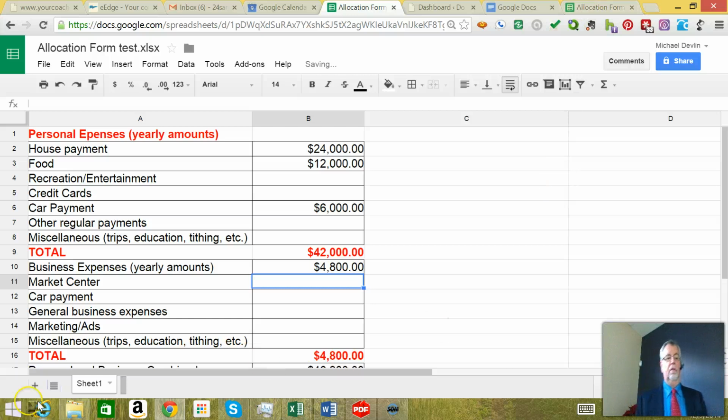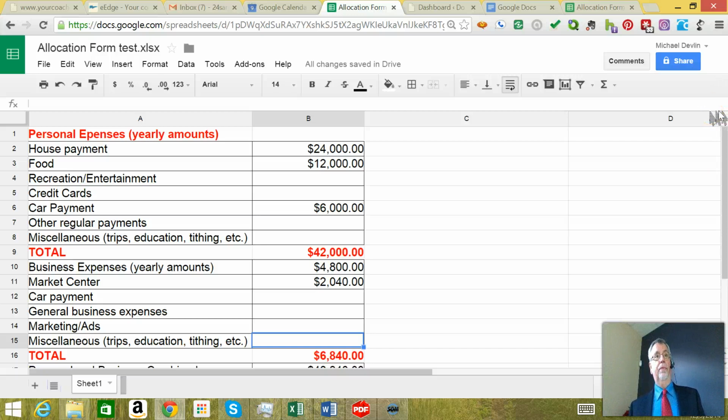The market center with errors and omissions and insurance is $170 a month. Nick, were you including the 170 to the market center in that 400? No. Okay. So this equals 170 times 12. That's $2,040. If you have car payments that are related to business, marketing aids, we're going to lump all that together. Trips, education, tithing, etc.